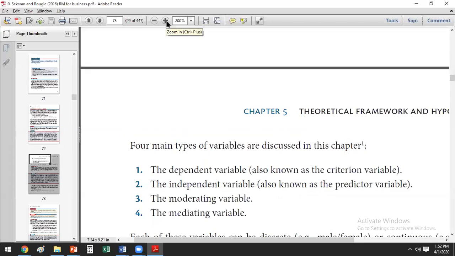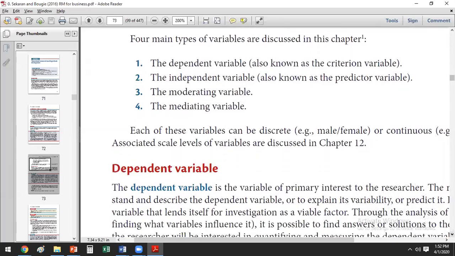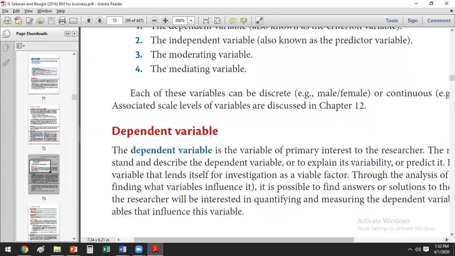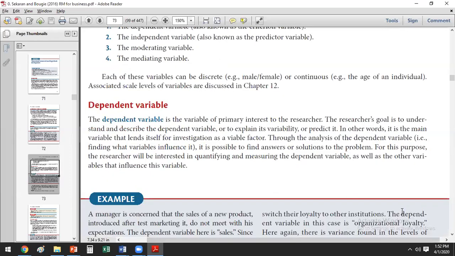So first, let's start with the dependent variable, that is also called criterion variable. Since it shows the criteria, it is named after it. So let's start studying it. What is criterion variable? A dependent variable is the variable of primary interest. Why do we call it the primary interest? Why do we take it as a primary interest?